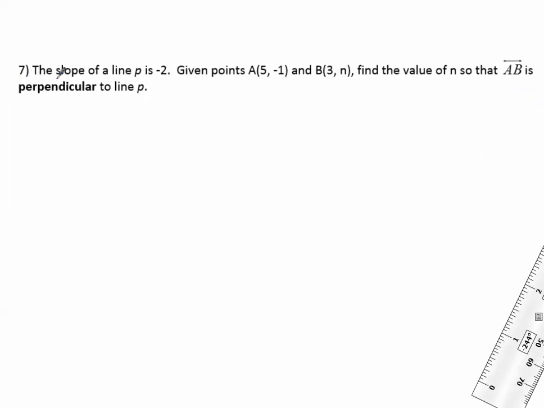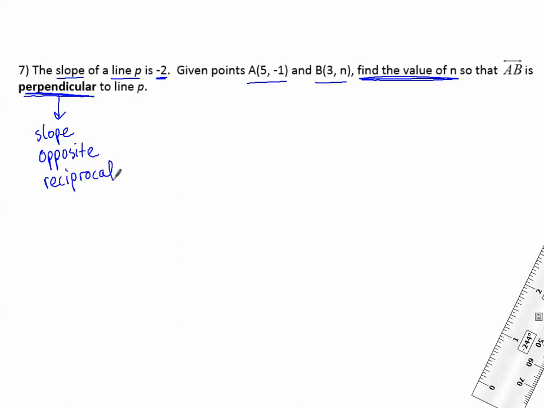Number 7. The slope of line P is -2. Given points A (5, -1) and B (3, n), find the value of n. This is our goal. Find the value of n. So that line AB is perpendicular to line P. Perpendicular, remember that means the slope is the opposite reciprocal. So if the slope of line P is -2, the slope of our perpendicular line is positive. Remember that -2 is like -2 over 1, so ours is positive 1 over 2.